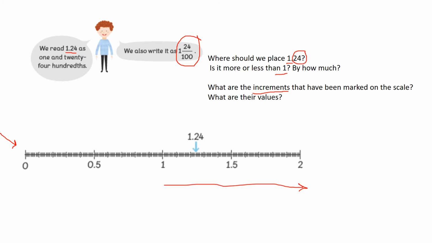Now, what are the increments that have been marked on the scale? Basically, it's asking all these little lines, what do they represent? What are their values? So let's have a think. We've got 0, we've got 0.5, we've got 1, 1.5 and 2. But there's got to be other numbers in between. Now, if you look very carefully, I know it's a bit blurry, but for example, we're starting off at 0 and all these increments are representing hundredths. So we know that if we have 10 hundredths, it's also the same as 1 tenth.